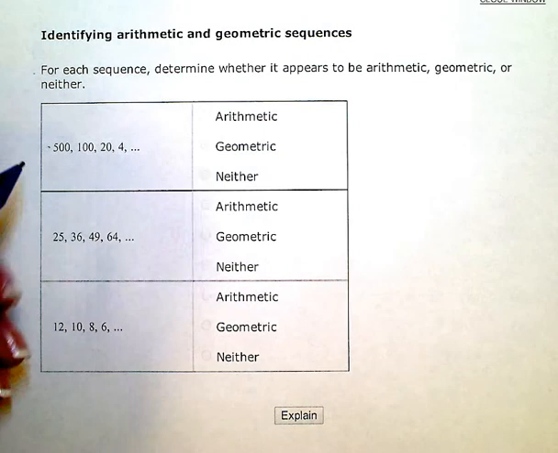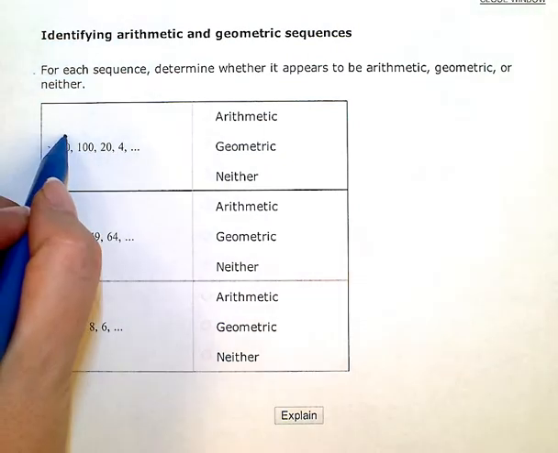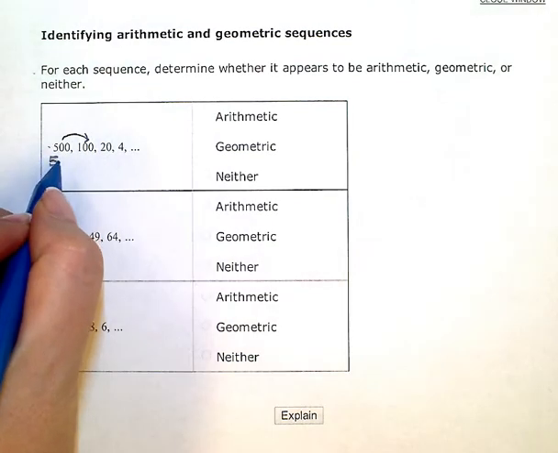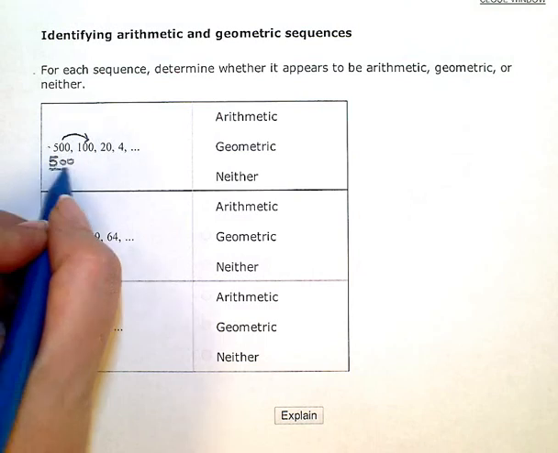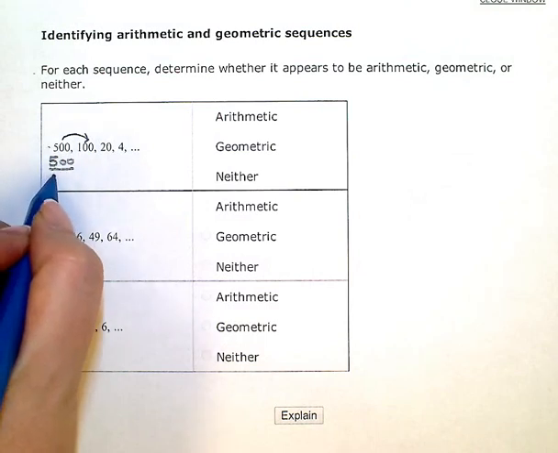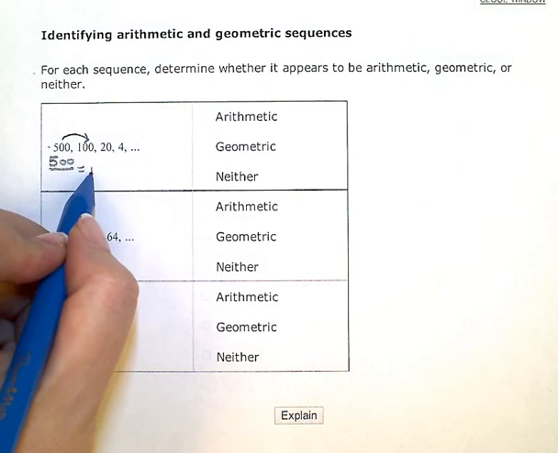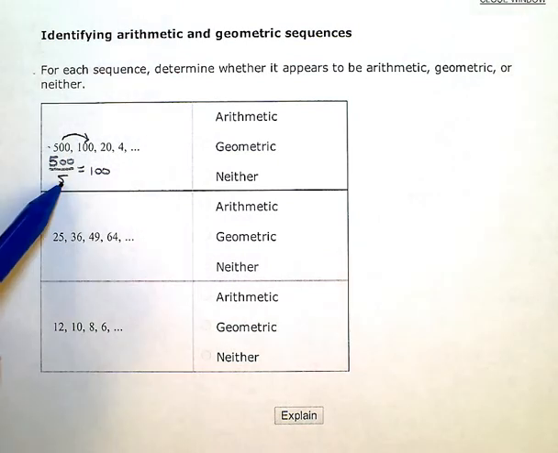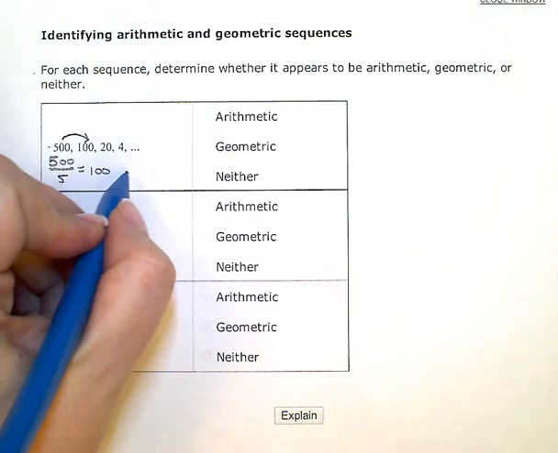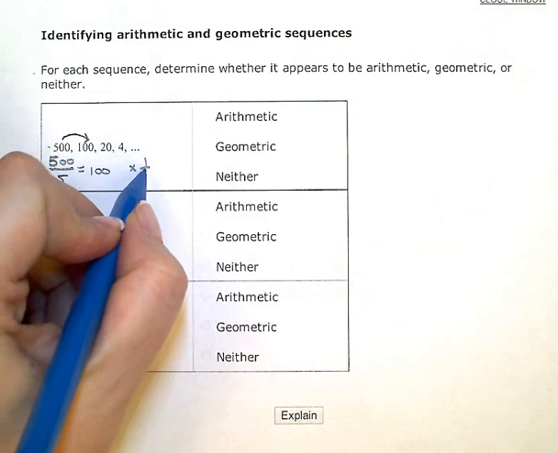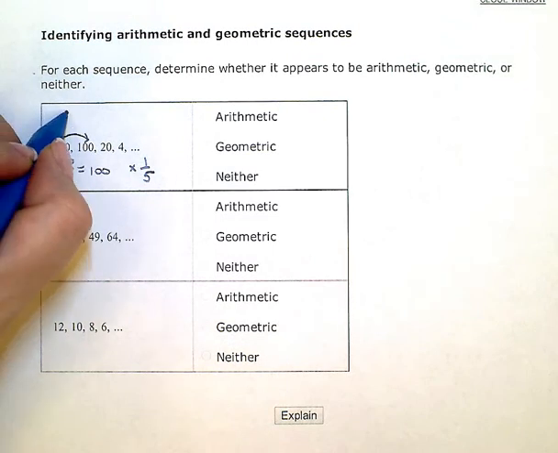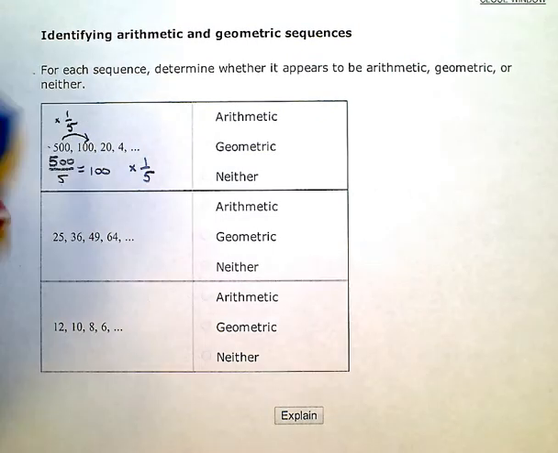So this one, to get from 500 to 100, this is a perfect example of what I was just saying a second ago. To get from 500 to 100, I had to divide by 5. But instead of dividing by 5, we would say multiply by 1/5 as our common ratio. So for this one, we're multiplying by 1/5 to get from 500 to 100. A fifth of 500 is 100.